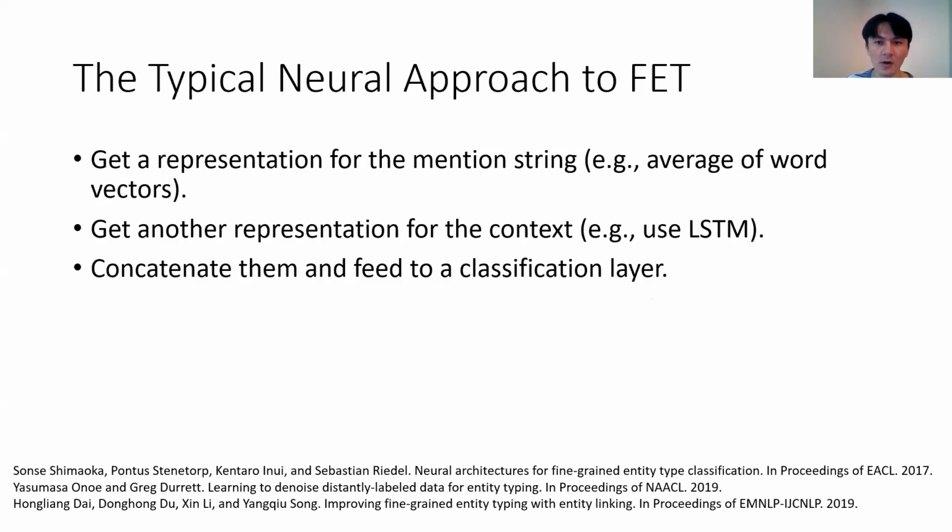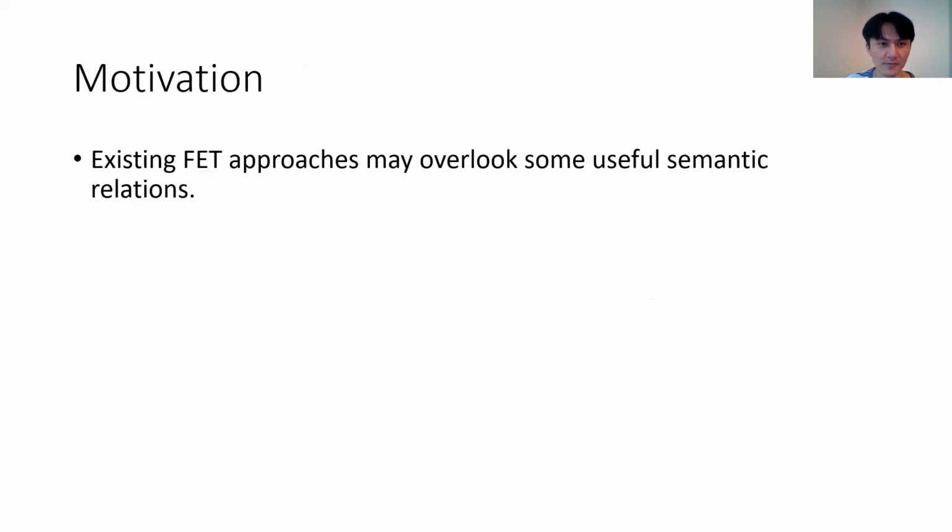A typical neural approach to this problem that is used by many existing studies is to first get a representation for the mention string, then get another representation for the context, and finally concatenate these two representations and feed it to a classification layer. We find that such an approach may overlook some useful semantic relations.